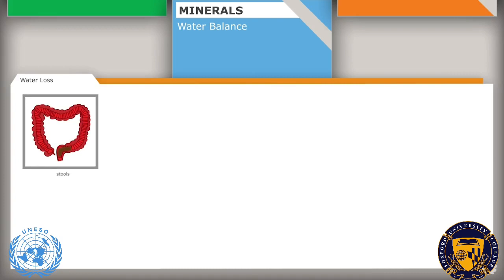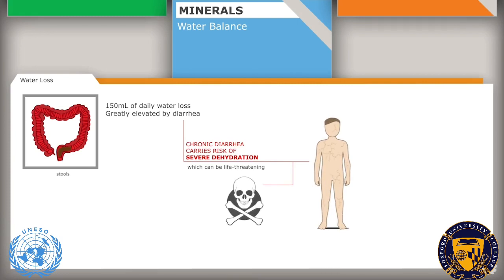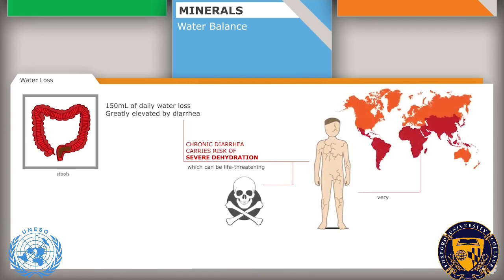A crude estimate for the amount of daily water loss through stools is about 150 milliliters, a little over 5 ounces. Loss of water through stools is greatly elevated in subjects suffering from diarrhea. Chronic diarrhea carries a risk of severe dehydration, which can be life-threatening, especially in children. Chronic diarrhea is common in underdeveloped countries and is often caused by gastrointestinal infections.